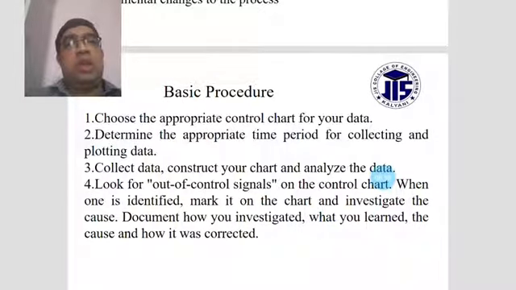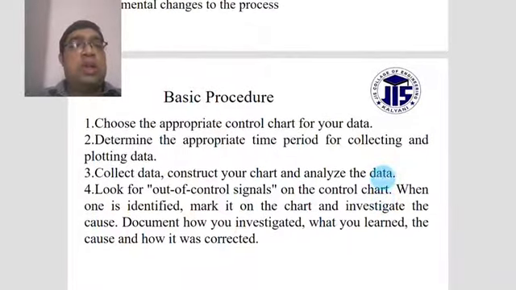Otherwise you cannot solve your problems, so you have to record the solving of the problem. First investigate what the cause is and where the cause comes from. Then document how you investigated, what you learned, the causes, and how it was corrected.